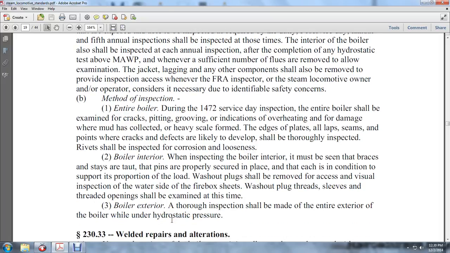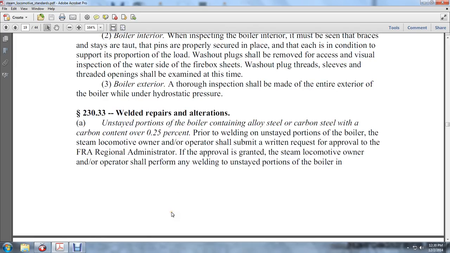The boiler exterior inspection shall be removed. The entire exterior of the boiler. Hydrostatic pressure. Welded repairs and alterations.